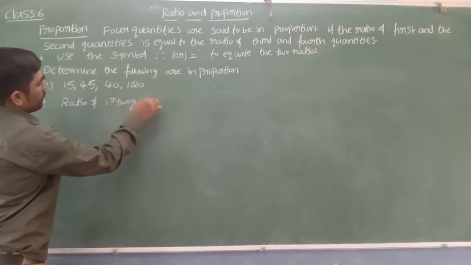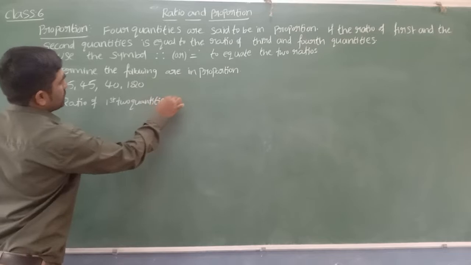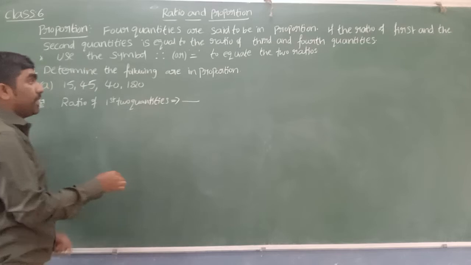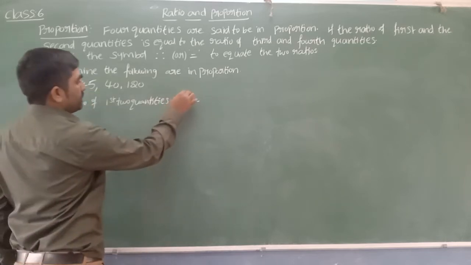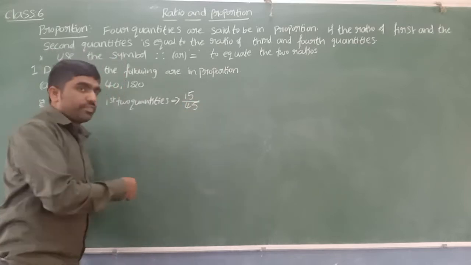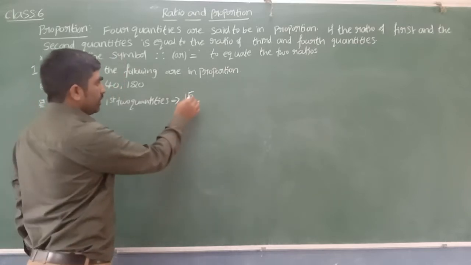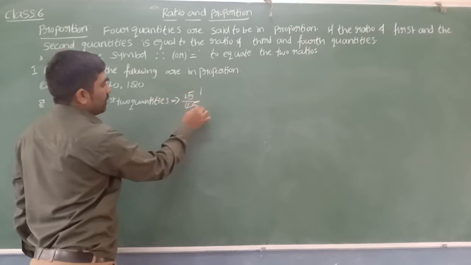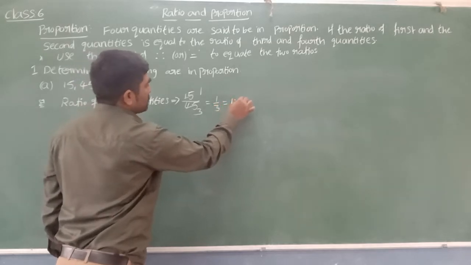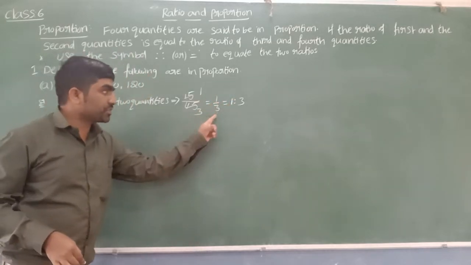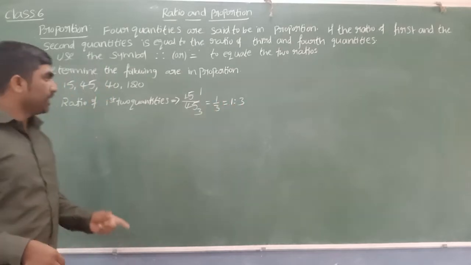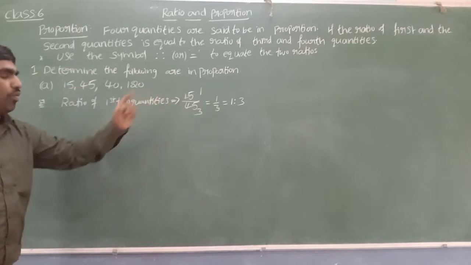Ratio of first two quantities, which implies 15 by 45. What is meant by ratio? Let us compare the first and second quantities. Comparison of these two quantities by which method? Division method. So what is the common factor? 15 table. We can divide with 15 table. 15 1s are 15, 15 3s are 45. I got 1 by 3, which is equal to 1:3. After getting the simplest form, we can write with the help of the ratio symbol, and we can read it as 1:3. The ratio of first two quantities is 1:3.